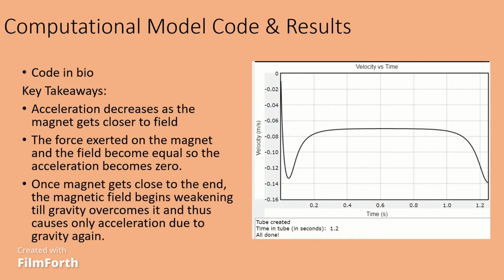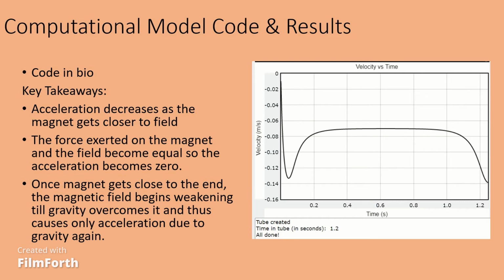We also built a computational model code, and here are the results. The whole code, if you want to see it, will be linked in the bio. The key takeaway from the code is that the acceleration decreases as the magnet gets closer to the field. Let's take a look at the graph right here.